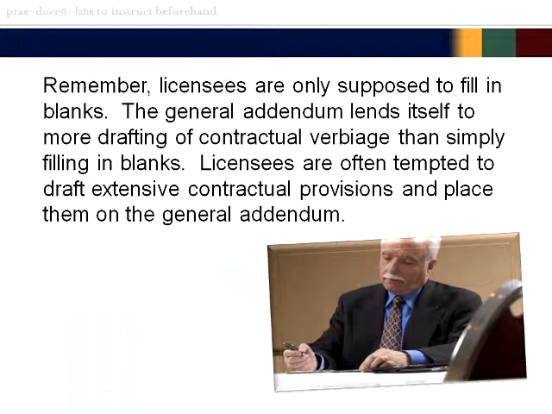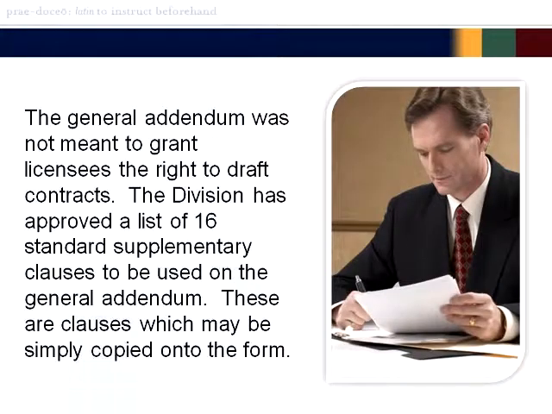Licensees are often tempted to draft extensive contractual provisions and place them on the general addendum. The general addendum was not meant to grant licensees the right to draft contracts. The division has approved a list of 16 standard supplementary clauses to be used on the general addendum. These are clauses which may be simply copied onto the form.